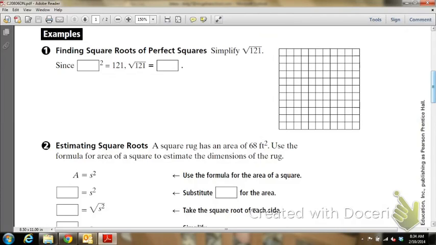Okay, so pause the video and fill that in before moving on. Okay, so now in the first example, I don't really know what they want us to do with this grid, but this symbol says, what's the square root of 121? So what number times itself gives us 121? Well, since 11 squared, 11 times 11, is 121, that means the square root of 121 must be 11. Okay, so we can ignore this. Let me scroll down.